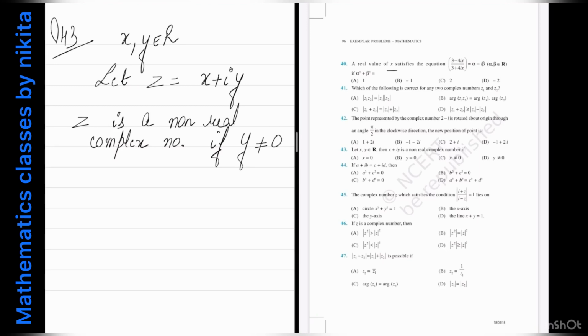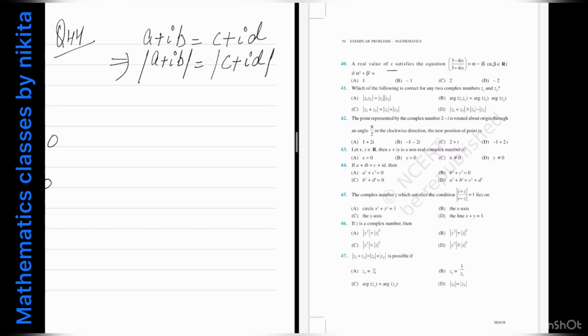If y is not equal to 0, then that means your imaginary part will be non-zero, and this implies the imaginary part of z is not equal to 0. So you will get a non-real complex number. So therefore the correct option is D. So D is my correct option. So y should not be equal to 0. Now let's see the next question.